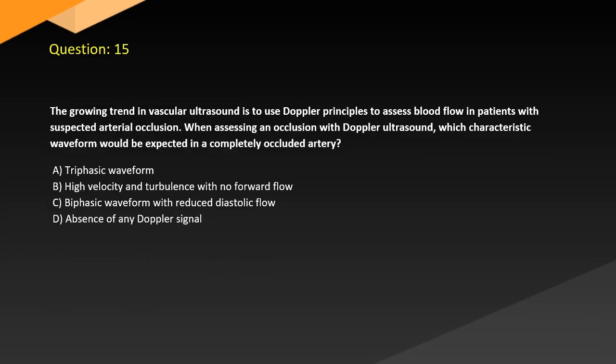Question 15. The growing trend in vascular ultrasound is to use Doppler principles to assess blood flow in patients with suspected arterial occlusion. When assessing an occlusion with Doppler ultrasound, which characteristic waveform would be expected in a completely occluded artery? A. Triphasic waveform. B. High velocity and turbulence with no forward flow. C. Biphasic waveform with reduced diastolic flow. D. Absence of any Doppler signal.